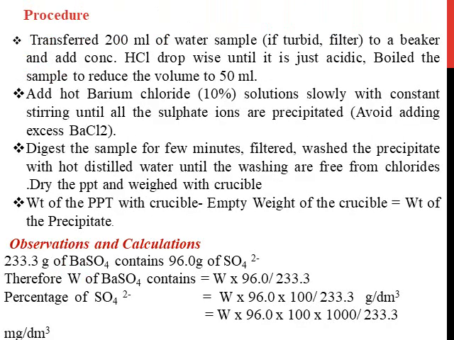Now what is the procedure? Usually the procedure involves 200 ml of the test solution, in which the sulfate content is to be measured by gravimetric method, the test water sample. If it is turbid, filter the solution. 200 ml of the test solution is taken into a beaker, a few drops of concentrated HCl are added to make the solution acidic, and it is boiled. The 200 ml will be boiled to reduce the volume to 50 ml.